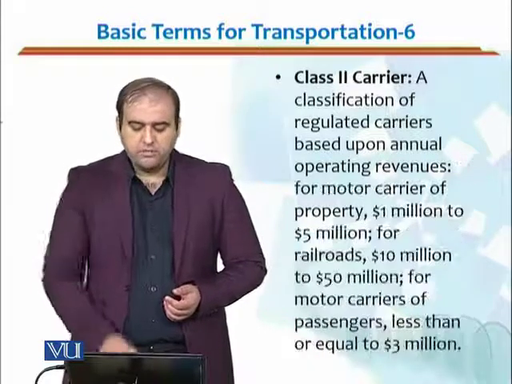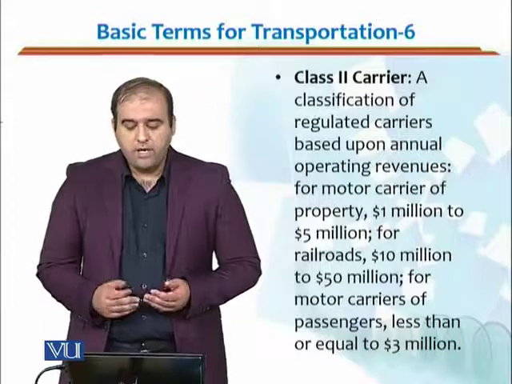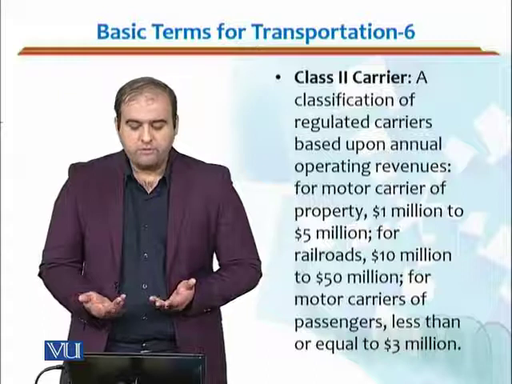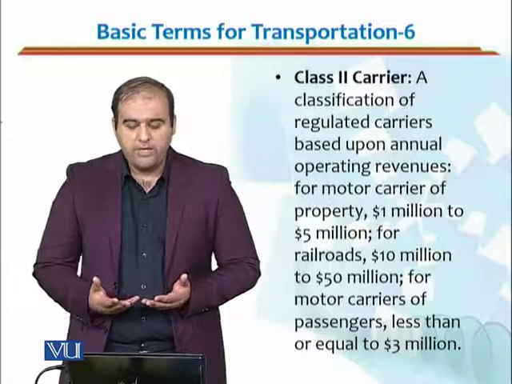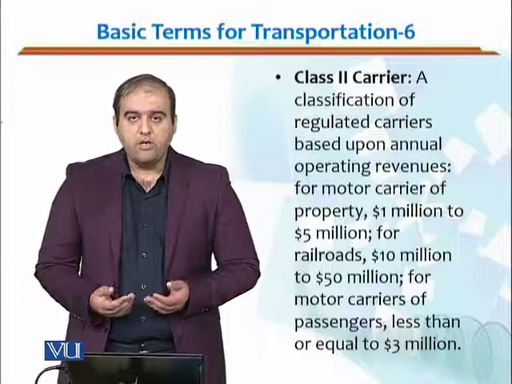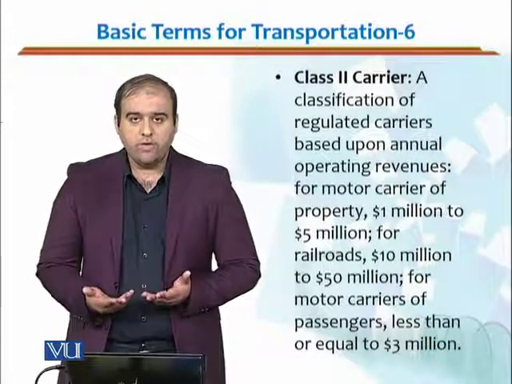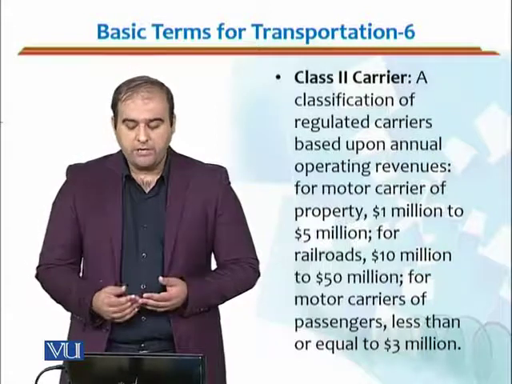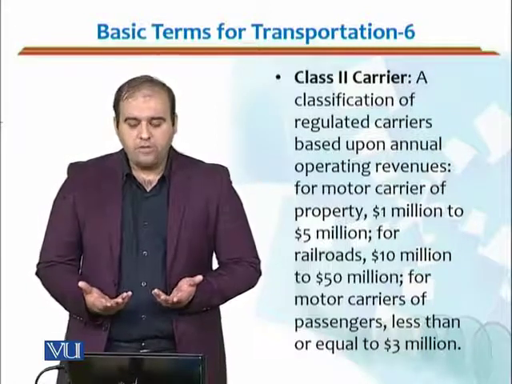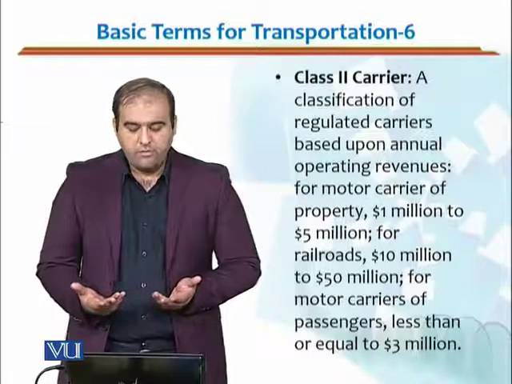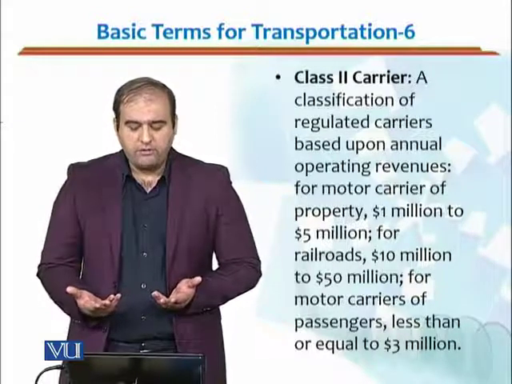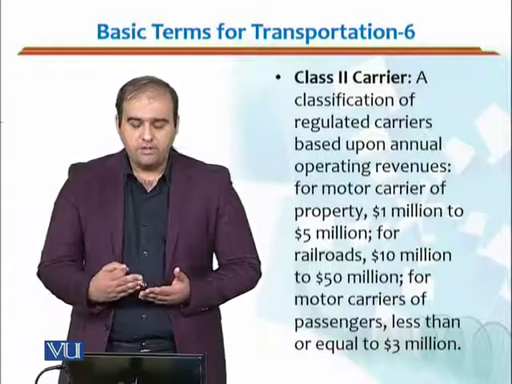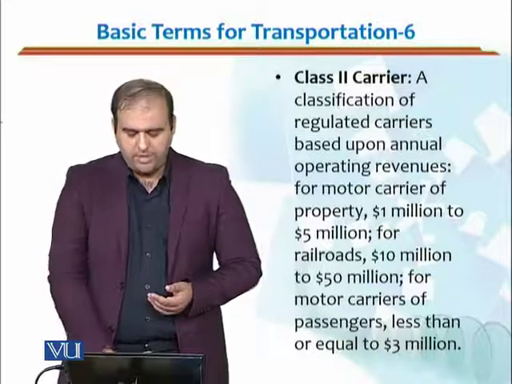Then we have class 2 carriers, a classification of regulated carriers based upon annual operating revenues. For motor carrier of property, let's say more than $1 million but not more than $5 million. If it is more than $5 million, it would be a class 1 carrier. For railroads, $10 million to $50 million. For motor carriers of passengers less than or equal to $3 million. So these are the three parameters, thresholds for the class 2 carrier.